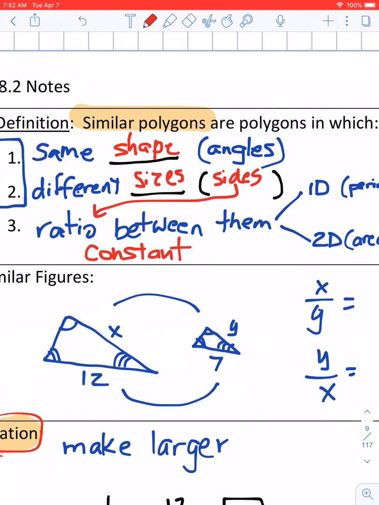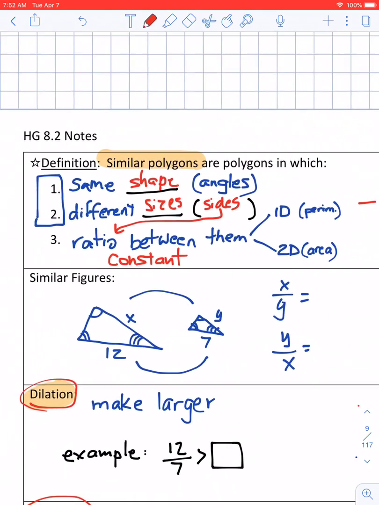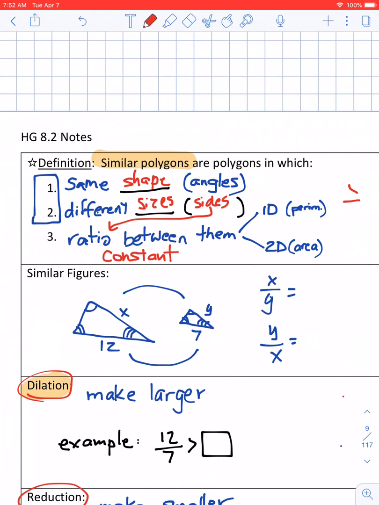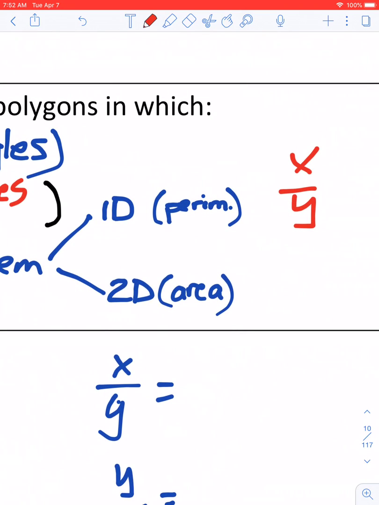If we call that ratio, say, x over y, some random ratio, it doesn't matter. This is going to come up later on, it's actually a theorem, this section. Whether we're dealing with a side or a perimeter, the ratio will be the same, x is to y. But the area, and this is coming up in a future section, will be x squared to y squared. Yeah? All right.